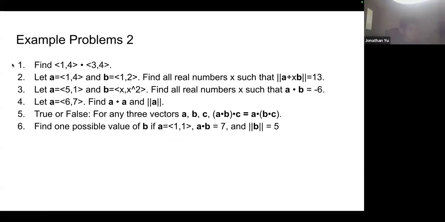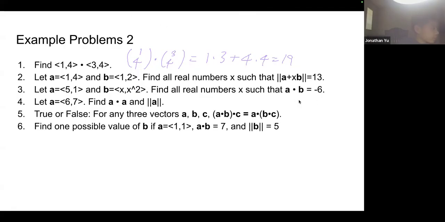Okay, so here we have some simple problems with the dot product. For the first problem, we just need to use the definition. Also, this is a different way to write a 2D vector. This just means (1, 4) dot (3, 4), which is 1 times 3 plus 4 times 4, which is 19. Pretty easy.